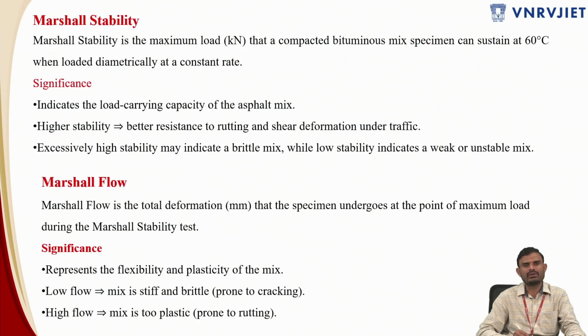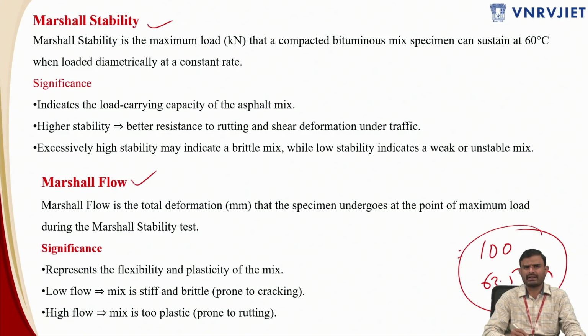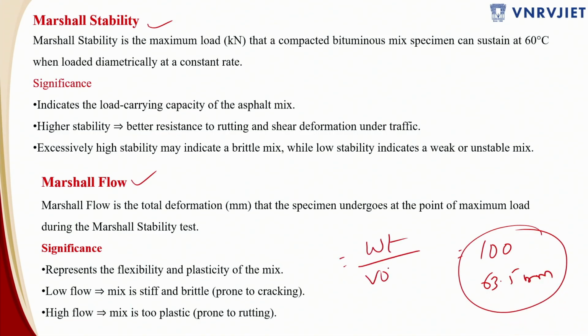And today we are going to look into Marshall stability and Marshall flow. Previously I got the Marshall samples which are of 100 mm diameter and 63.5 mm thickness. On these samples you have to determine GMB, which is the bulk density. Either you can take the weight of the sample divided by the volume of the sample, or else you can take weight in air divided by saturated surface dry weight minus weight in water. Either of these gives you the bulk density.